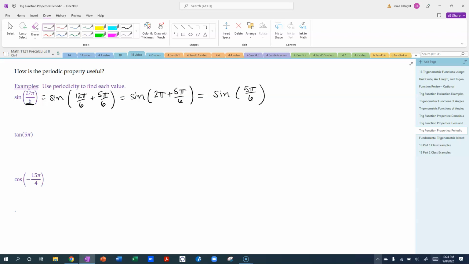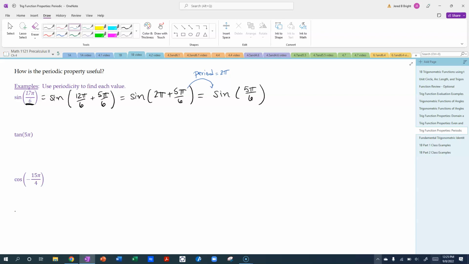So why not make it easier on myself and go with something that's easily found using the unit circle, okay? So really the period property, the period being 2 pi, allows us to say, well, instead of looking at 17 pi over 6, I can look at 5 pi over 6.